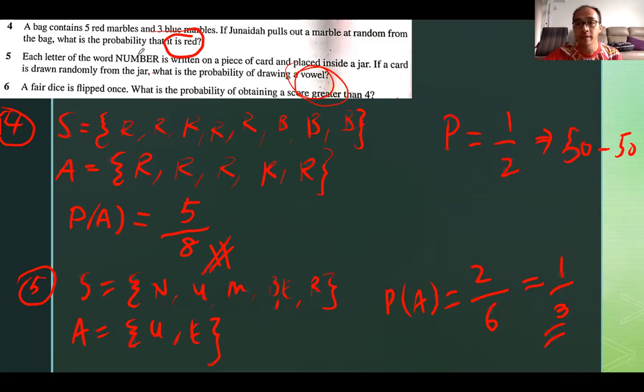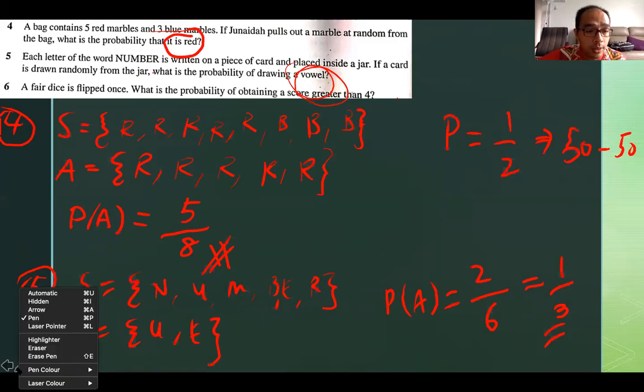What if you get N? Okay, N is not a vowel. So that's a different story altogether. Okay, so remember, think of the sample space. Okay, sample space is every possible thing there is. Okay, all right, a very common one that we are always used to.